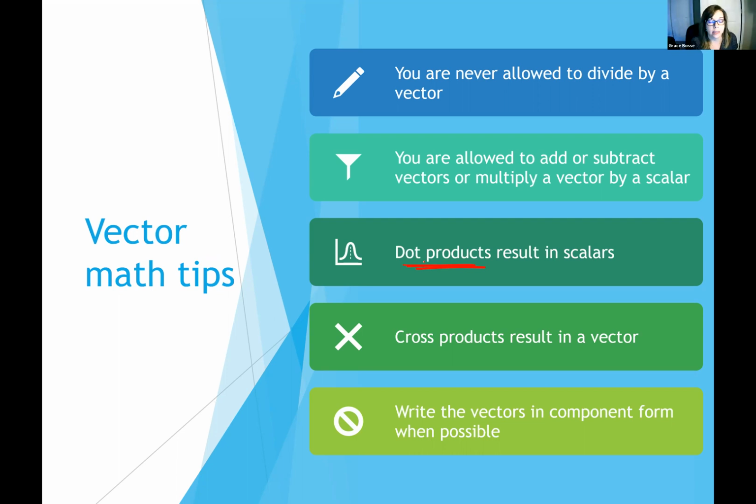The last thing I want to mention is that when possible, it helps to write your vectors in component form and plug those expressions into an equation that you might have. It'll help you along the way to solve for various variables within that equation if everything's expressed in terms of the unit vectors x hat, y hat, and z hat. So let's get started with an example.